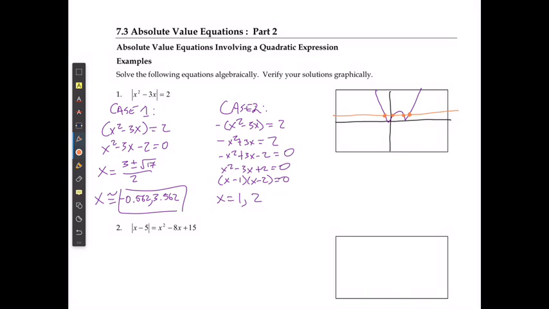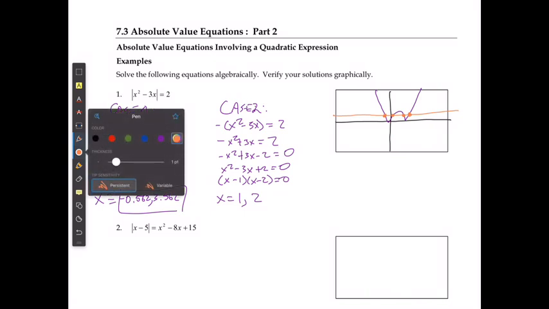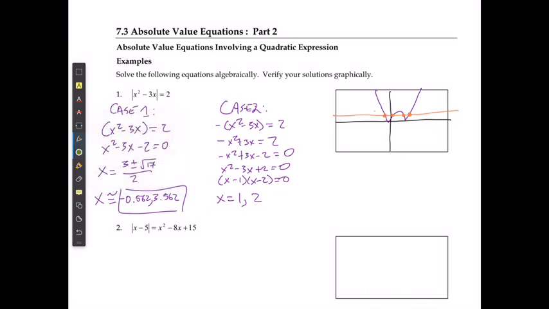In this case, if I check the 4 points, I'm going to have the one over here, which is going to be negative 0.562. This point is going to be when it's equal to 1. This point is going to be when it's equal to 2. And this point is going to be when it's equal to 3.562. So all of those solutions work.